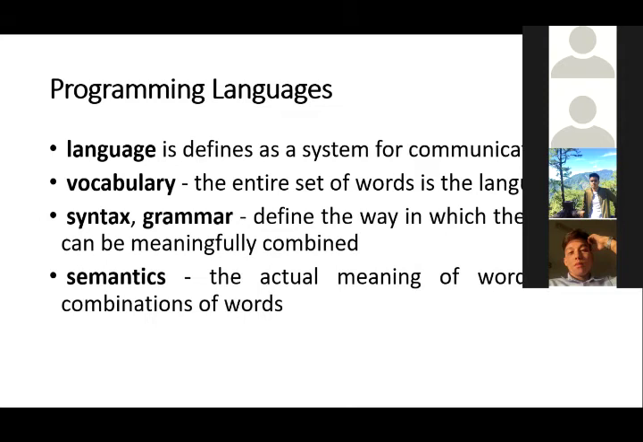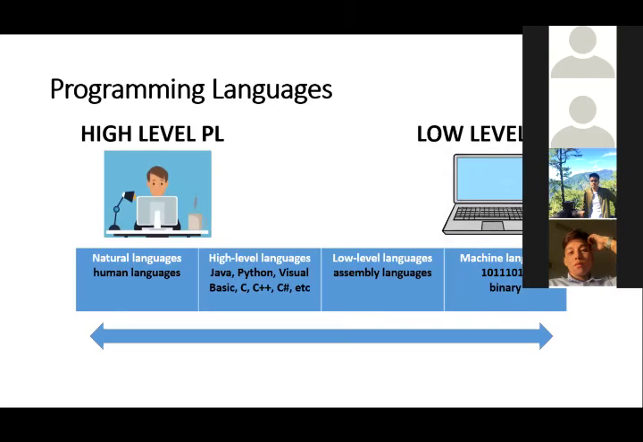Semantics, the actual meaning of the words and the combination of words. Yun yung meaning. Okay, semantics. When it comes to programming languages, there are 2 classifications, high-level programming language or PL. If we say PL, that means programming language. Okay, guys? So we have high-level PL and low-level PL.